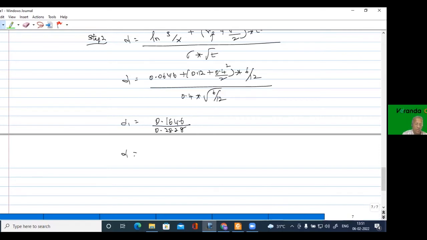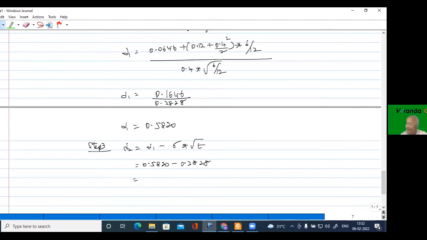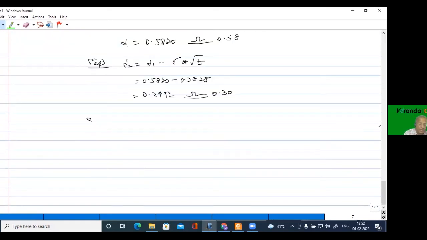That should give you 0.2828. d1 is equal to 0.1646 divided by 0.2828. That comes as 0.5820. Okay, that comes as step number 2. Step number 3 is d2 is equal to d1 minus standard deviation into square root of t. 0.5820 minus 0.2828. What number do we end up with? That should give you 0.2992. Normally this can be rounded off to 0.58, and this can be rounded off to 0.30.